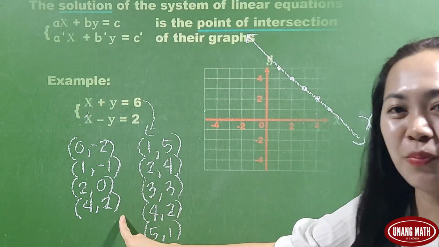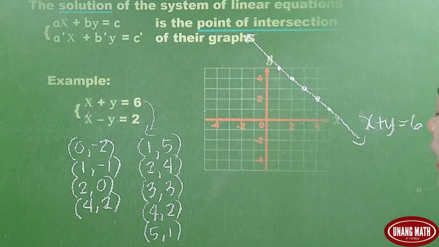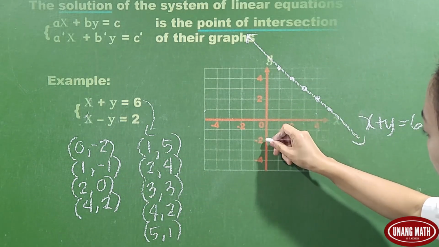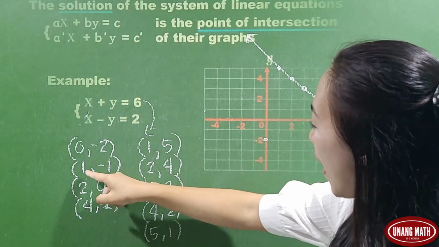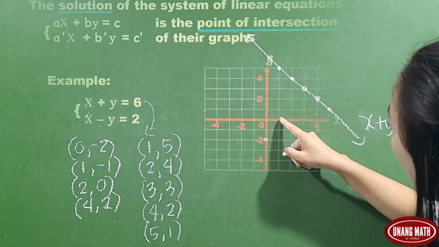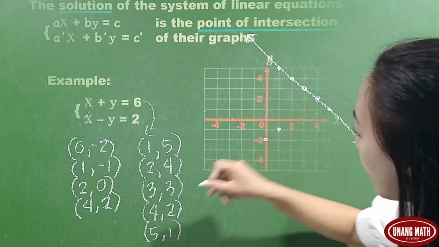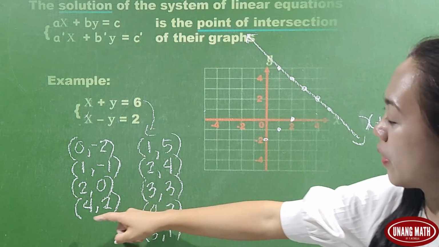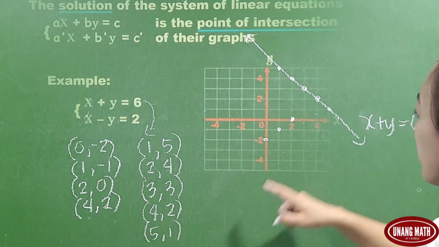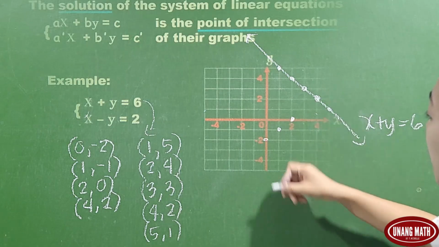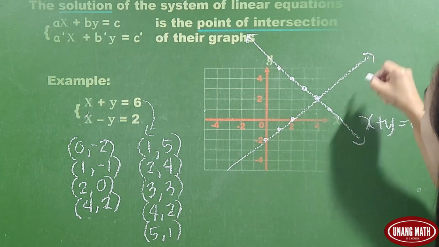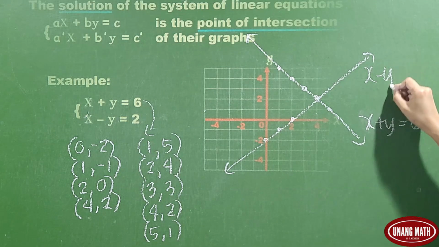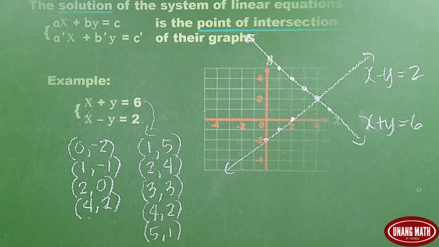Okay, let's plot these points in our coordinate plane. So we have 0, negative 2. 0, negative 2 is this point. 1, negative 1 is this point. What about 2, 0? 2, 0 is this point. We also have here 4, 2. So 4, 2 is this point. So the graph looks like this. So this is the graph of x minus y is equal to 2.